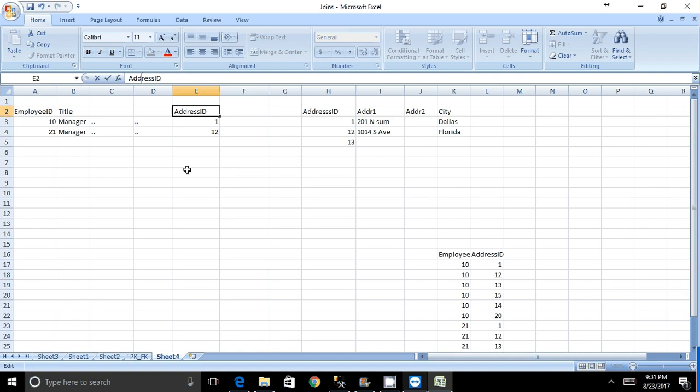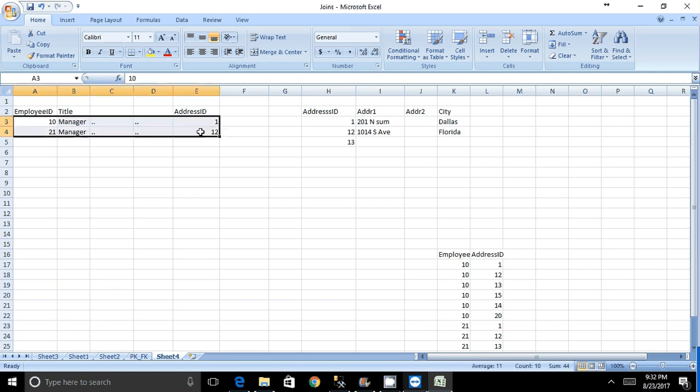You don't need to repeat these rows because it's only one-to-one, right? Employee 1 has only one address. Employee 21 has only one address. So that's why you put the address ID in here, and there is no redundancy when you are adding the address ID, because they are not one-to-many.